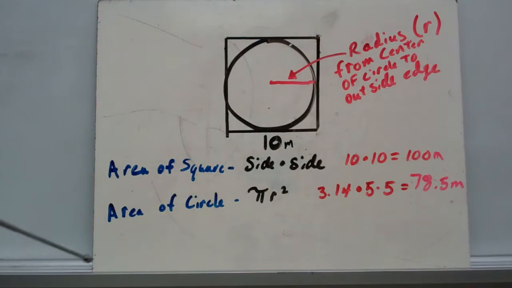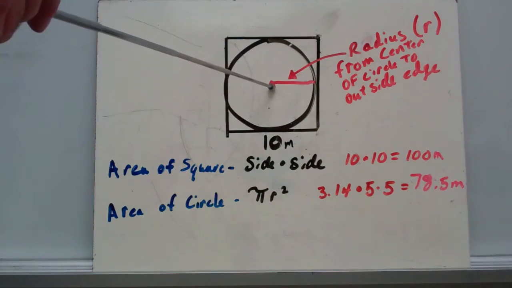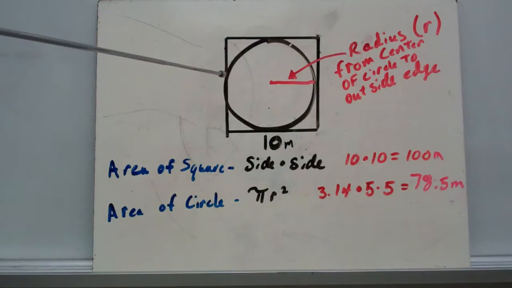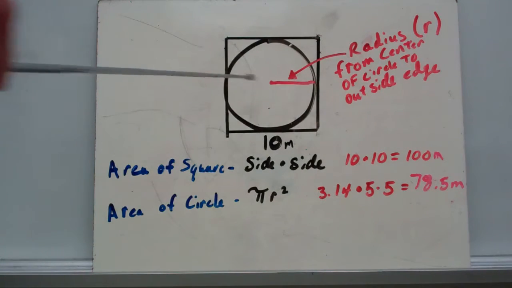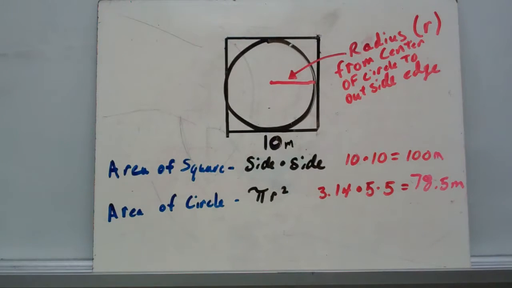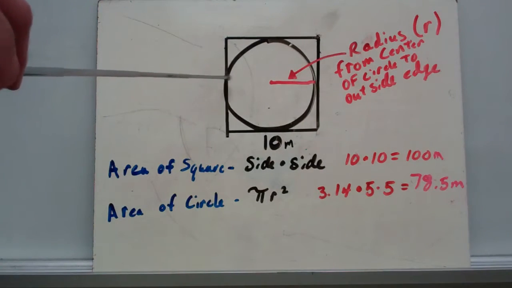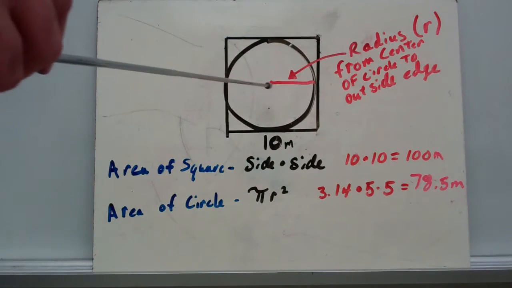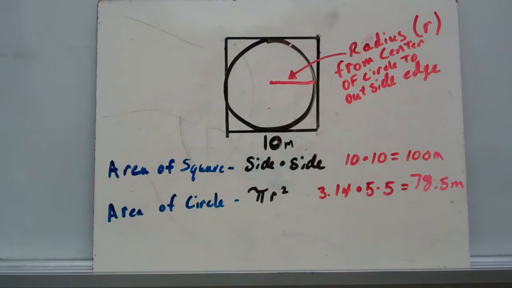And then for the area of the circle, we take the radius, which is in this case half of the side length of the square, because the circle extends to the edges of the square. That means that it's touching, so the diameter across the center of the circle is going to be 10 as well. So the radius is half of the diameter, or half the distance all the way across the circle. So half of 10 is 5. So our radius is 5.